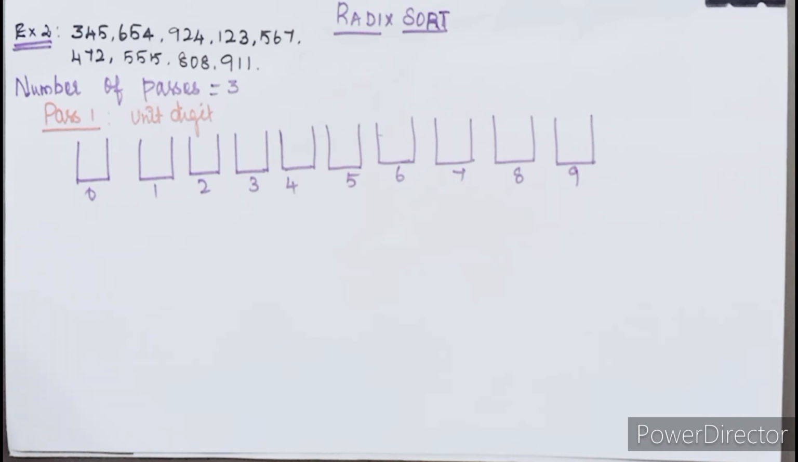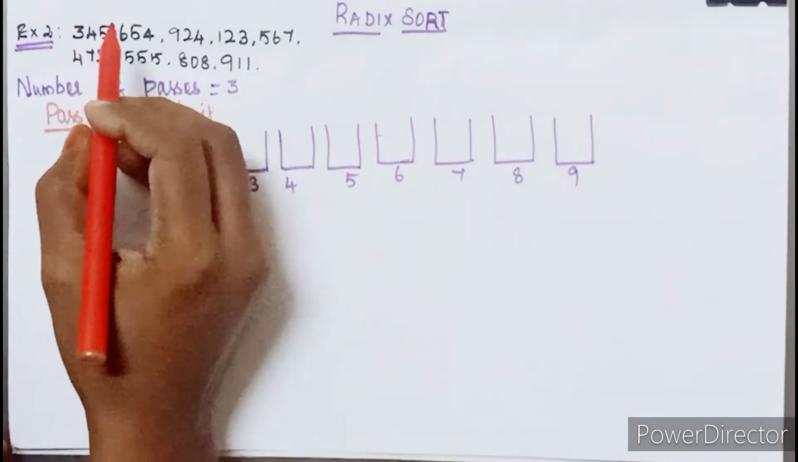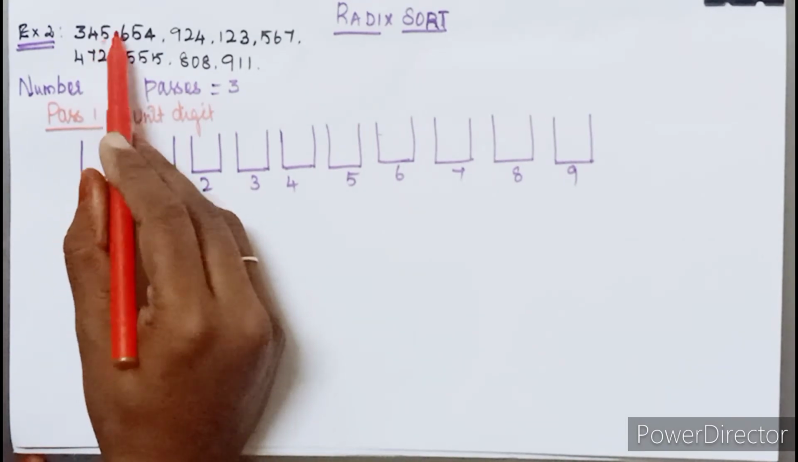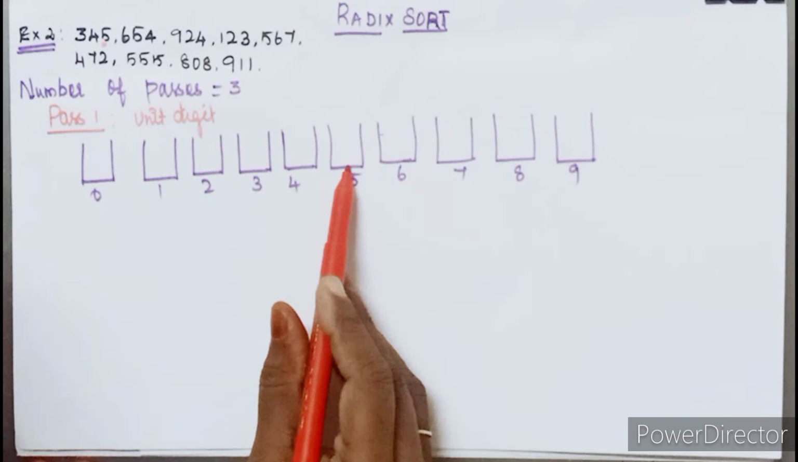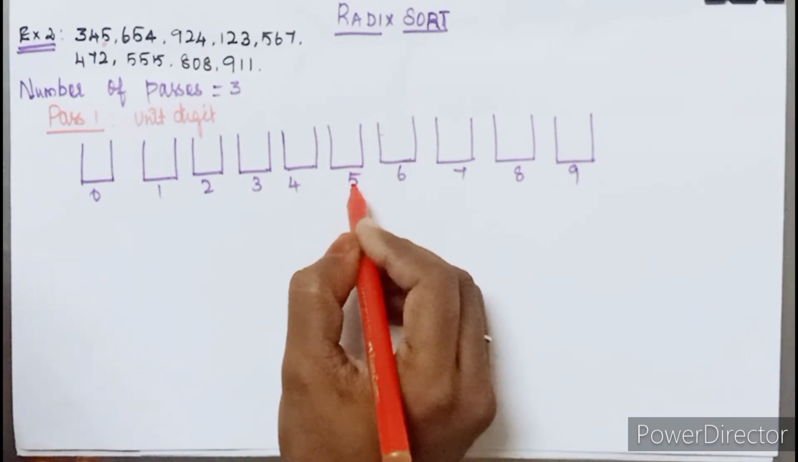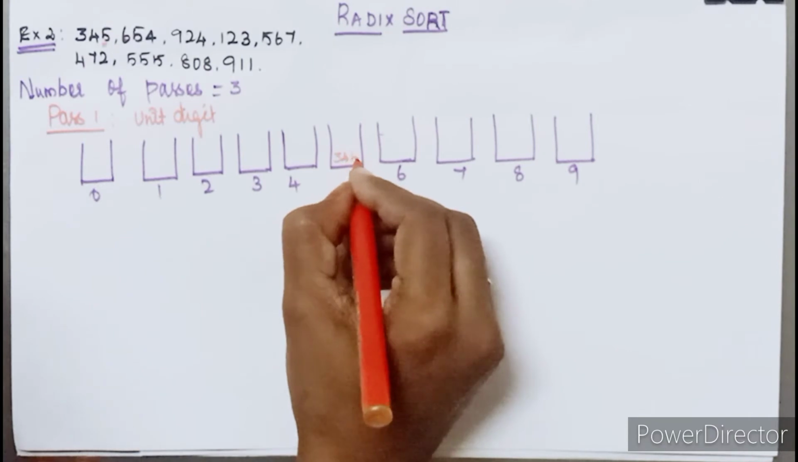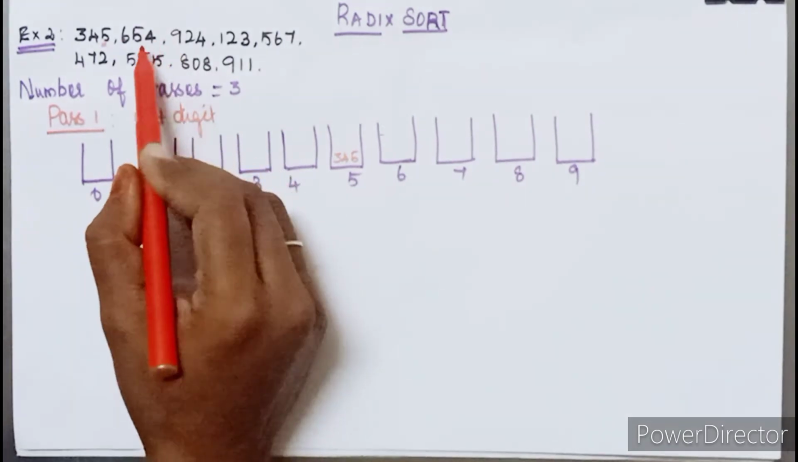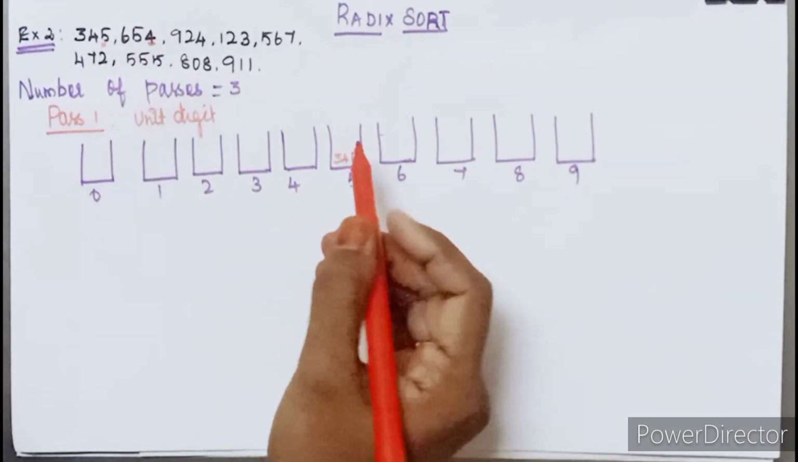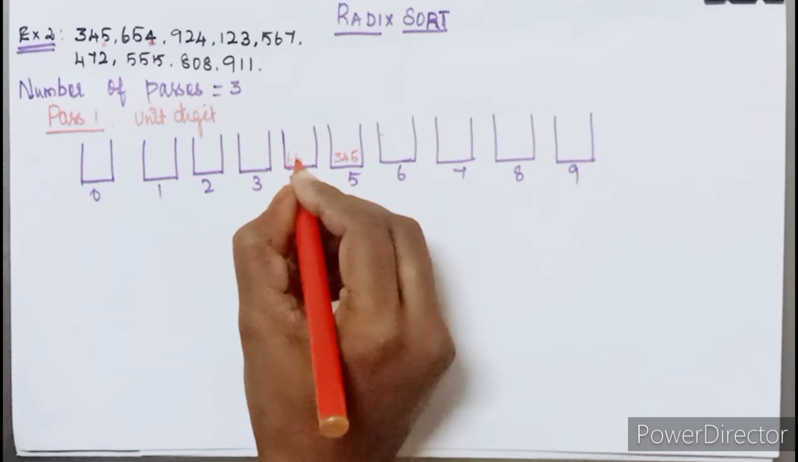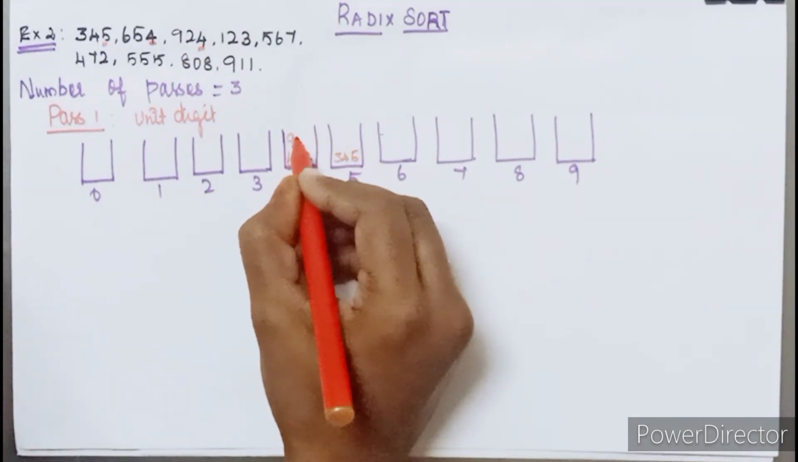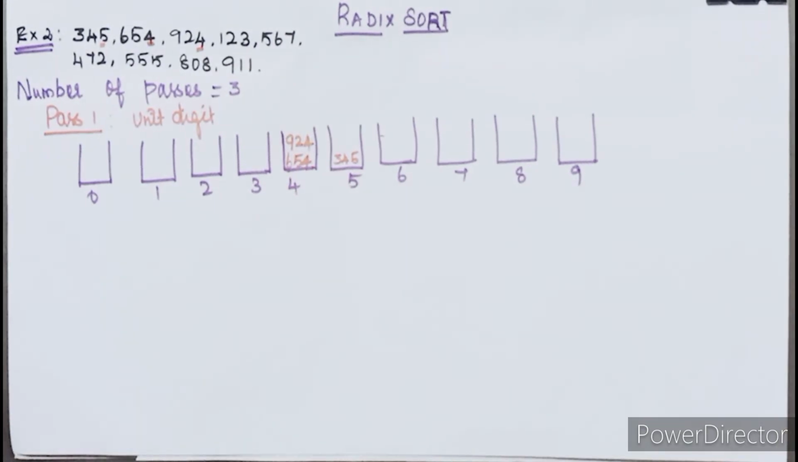It is 345. We have to check the unit place. This is the unit place, and it has the value 5. So where do we have to go? We have to go to the bucket whose name is 5, and it should be inserted there. So 345 is placed in bucket 5. Taking the next number, the unit place has 4, so we move one bucket prior and insert the value. The next number is 924. The unit place has value 4, so we insert it again into bucket 4.